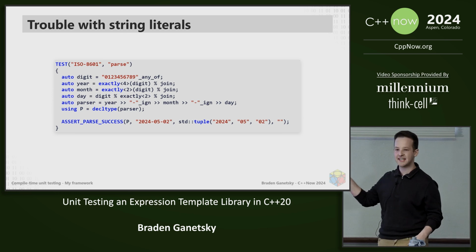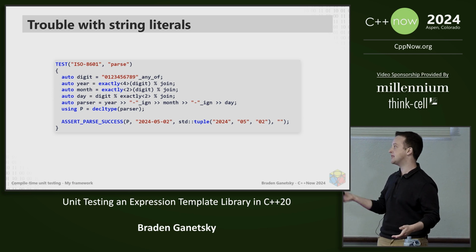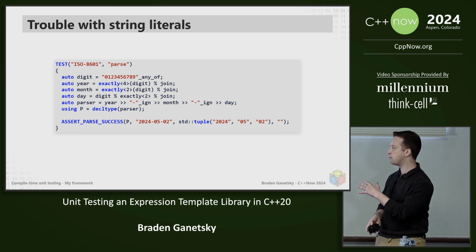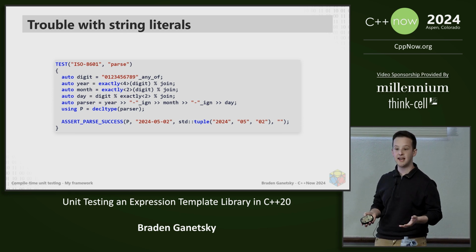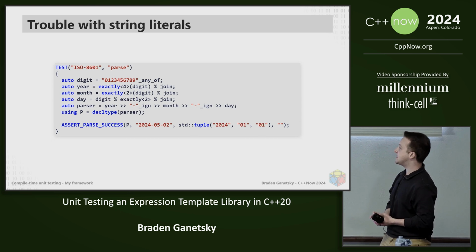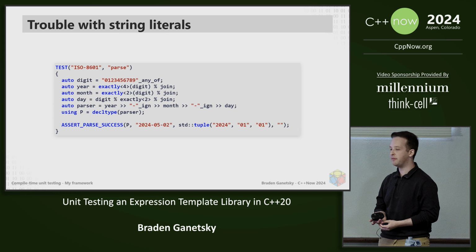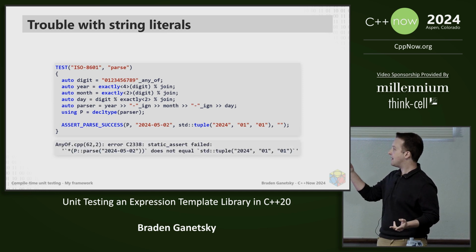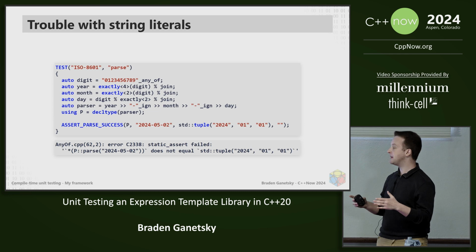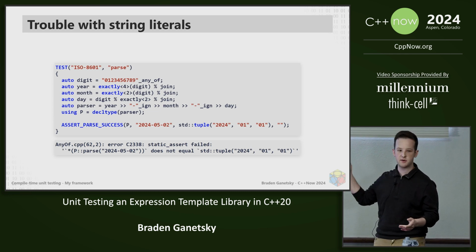Okay, I have the same test case as before that I've been using the whole time with the ISO date. This time I'm calling it P, and I'm asserting assert parse success of P with today's date, May 2nd. And it works. But what if I give it today's date of May 2nd, but I'm expecting that to be equal to January 1st? For some reason, because I wasn't reading or because I don't know how calendars work. It tells me that the static assert failed, and it tells me exactly what failed.